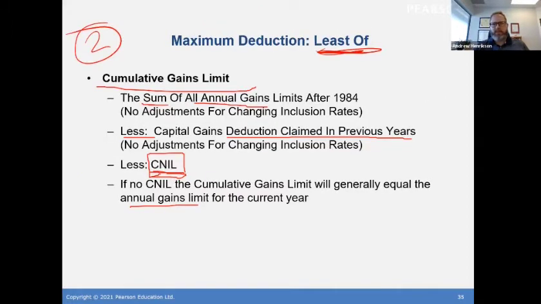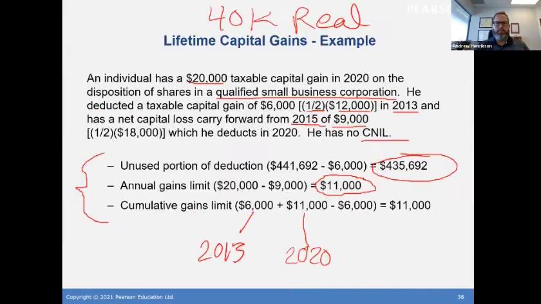Then less CNO, we don't have any, but also less capital gains deduction claimed in previous years. No adjustments for changing inclusion rate. We're only going to be dealing with 50% inclusion rates. So we claimed that 6,000 in a previous year. That's also related to 2013, but that's the amount we claimed.